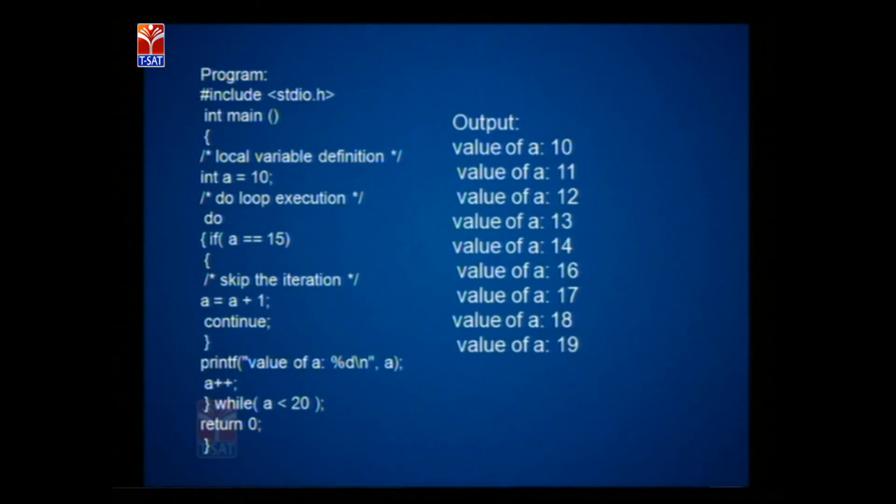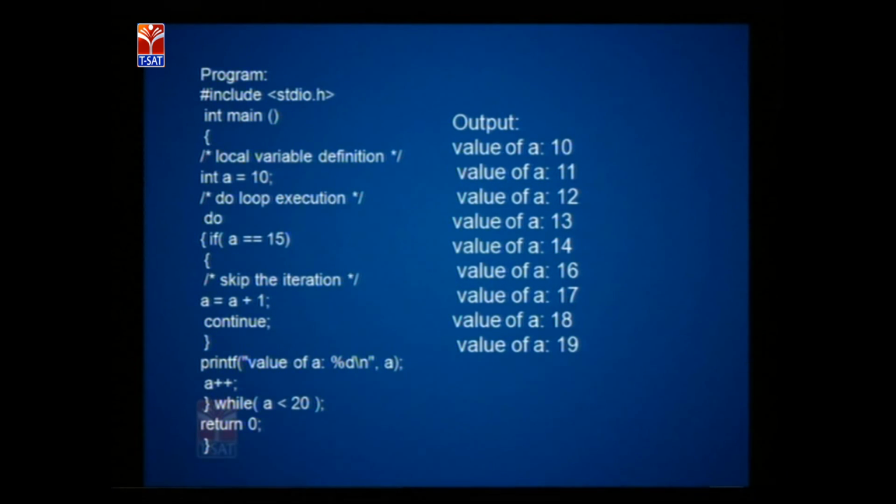Here, the value 10 has been assigned to the variable a, and a do loop execution is going on, as we put all these statements inside the loop. Then the condition a is equal to 15 has been given, with skipping the iteration. As we have studied, continue means skipping certain statements and then continuing thereafter. Since a is equal to 15 has to be skipped, the incrementation process continues until the condition that a is less than 20 gets satisfied.